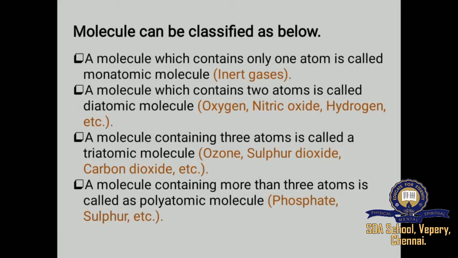Next is a molecule containing three atoms. When a molecule is made up of three atoms, it is called a triatomic molecule. Ozone, sulfur dioxide, carbon dioxide, etc. are triatomic molecules because they contain three atoms. Next, a molecule containing more than three atoms is called a polyatomic molecule, for example, phosphate, sulfur, etc. So based on the number of atoms, molecules are classified into monatomic, diatomic, triatomic, and polyatomic molecules.